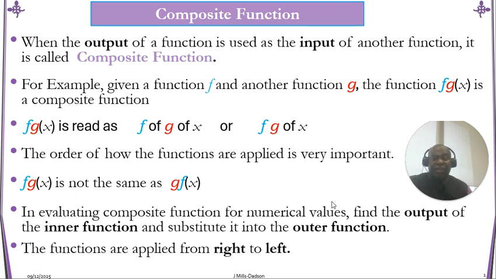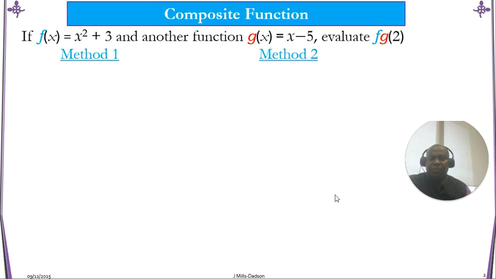Let's look at our first example. In this function, we have f of x equals x squared plus 3, and another function, g of x equals x minus 5. And we're supposed to evaluate fg of 2. Now, like I said, you start from the inner function by substituting 2 into the g of x function, and the answer that you've got here, you can now substitute into the f function. So I'm going to show you two ways of doing that. So let's look at the first way.